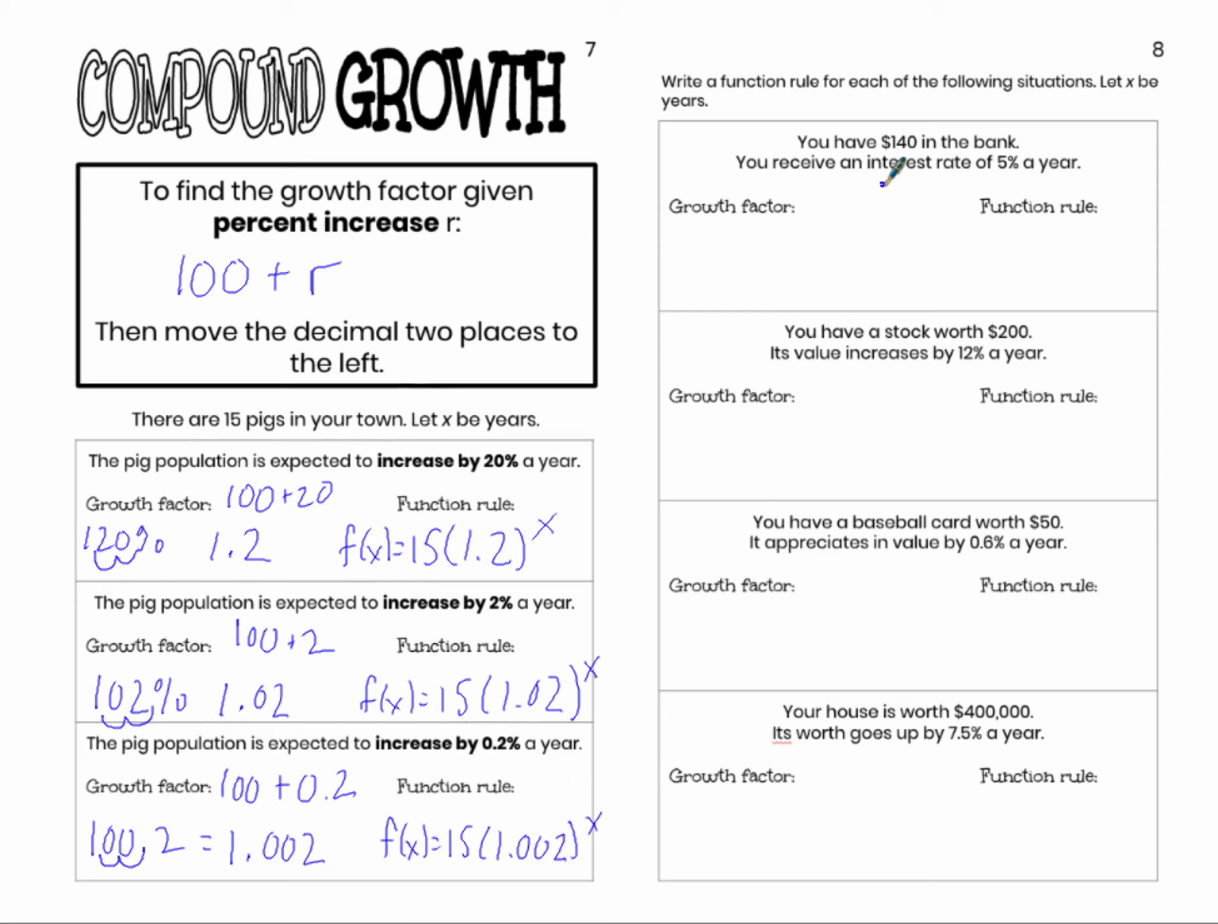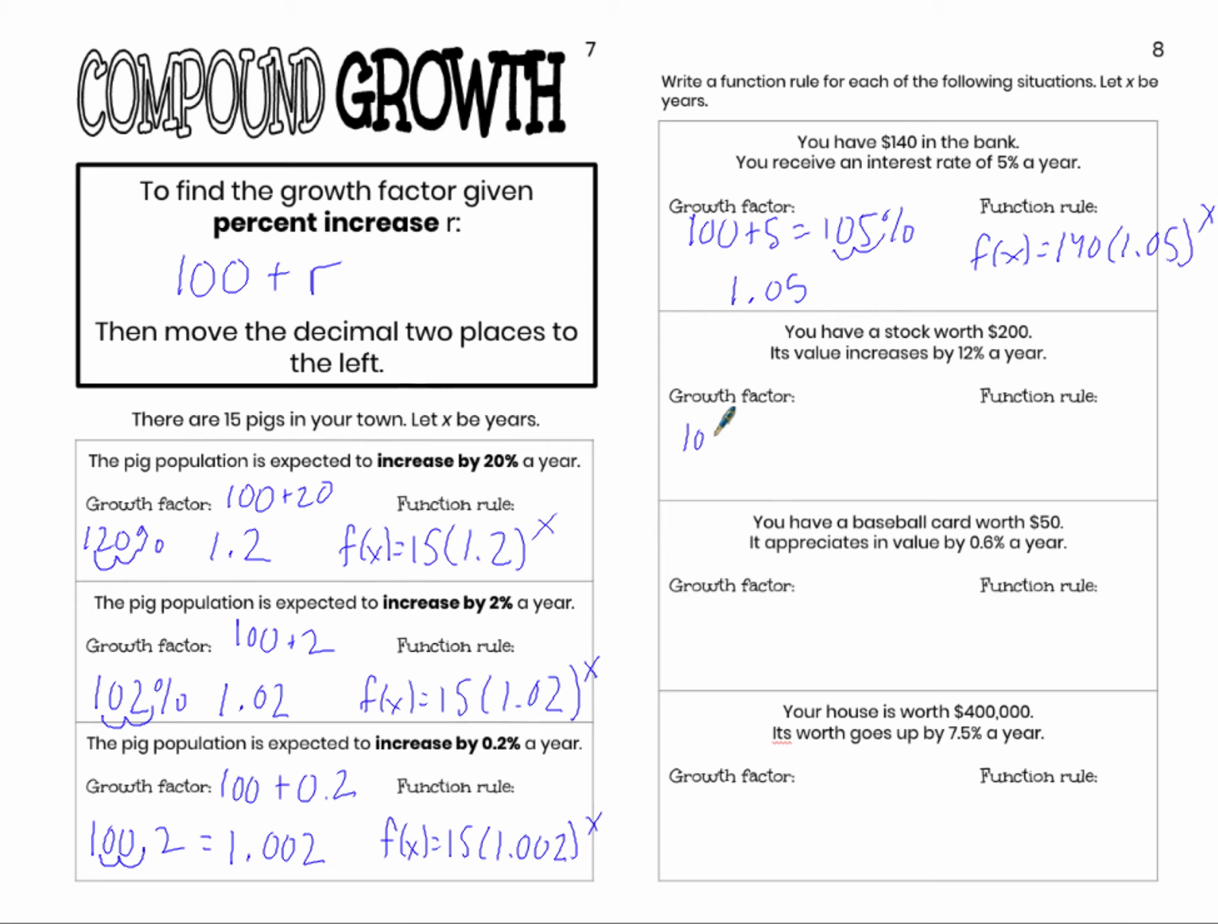For each of these, I'm just going to write the growth factor. So interest rate of 5% means my growth factor is 105%. 105% written as a decimal is 1.05. Okay, I'll write the function rule. f of x equals, start with 140 times 1.05 to the x.